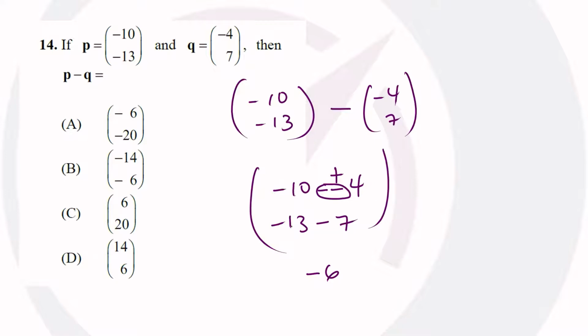Alright, and then we have negative 13 and negative 7, that gives us negative 20. But you see, because of multiple choice, errors are detrimental. Error can cost you your score. So hence our answer is going to be A. So negative 6, negative 20.